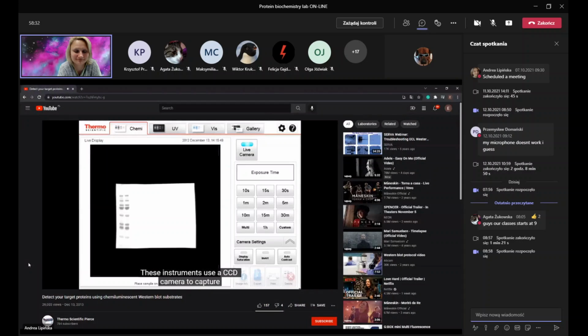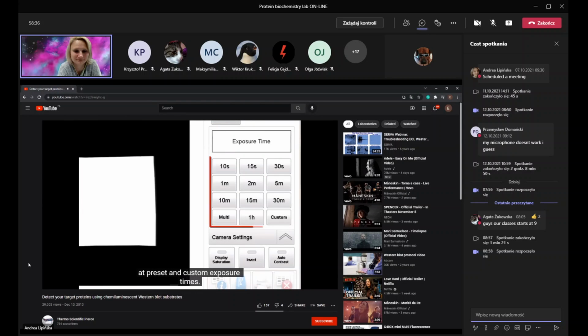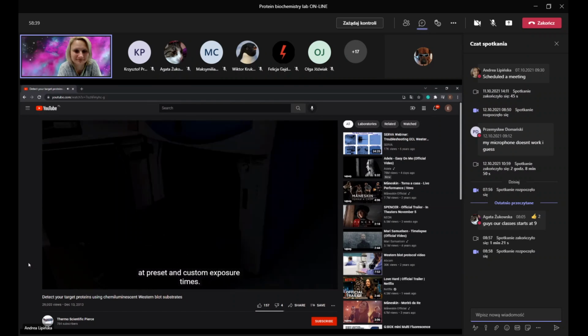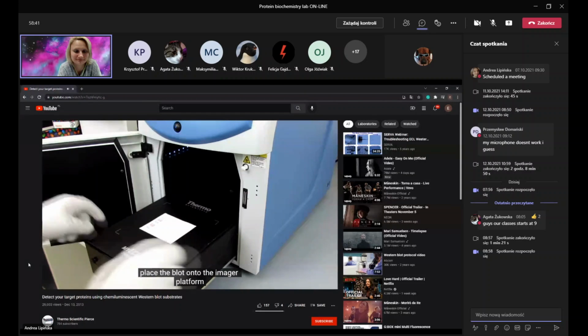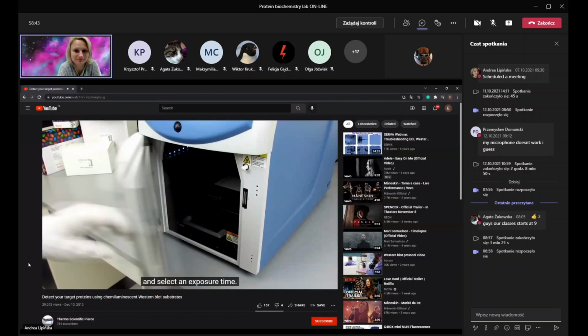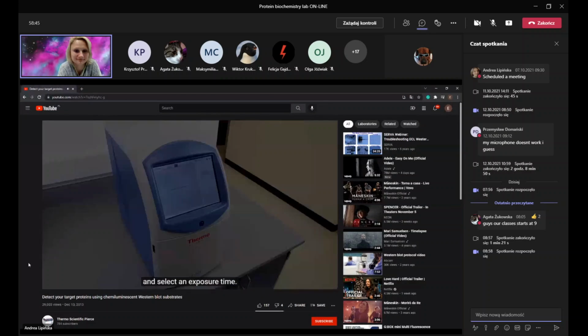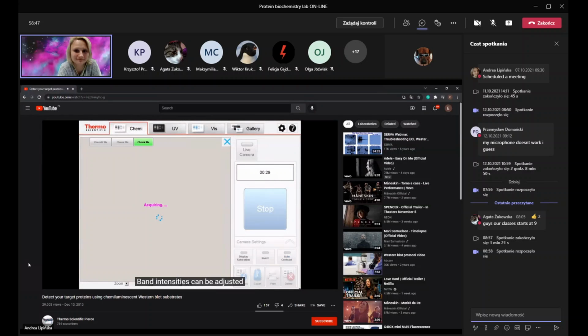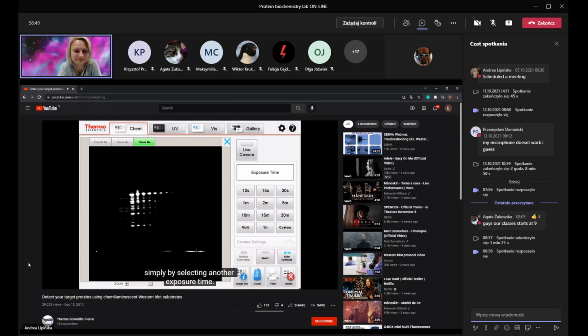These instruments use a CCD camera to capture the chemiluminescent image of a blot at preset and custom exposure times. To develop a blot using an imager, place the blot onto the image platform and select the exposure time. Band intensities can be adjusted simply by selecting another exposure time. Also, imagers often come with software to help you determine the best exposure time for your blot.